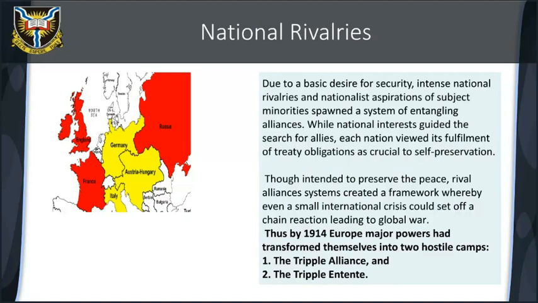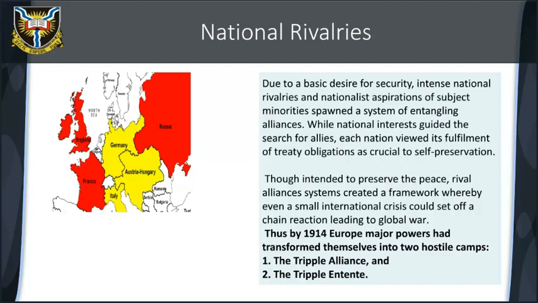Due to a basic desire for security, intense national rivalries and nationalist aspirations of subject minorities spawned a system of entangling alliances. While national interest guided the search for allies, each nation viewed its fulfillment of treaty obligations as crucial to self-preservation. Though intended to preserve the peace, rival alliance systems created a framework whereby even a small international crisis could set off a chain reaction leading to global war.